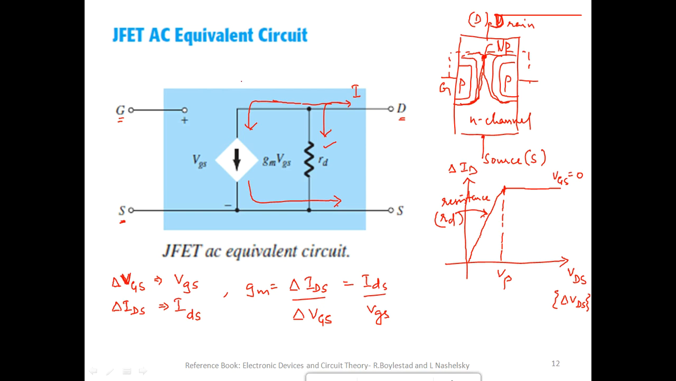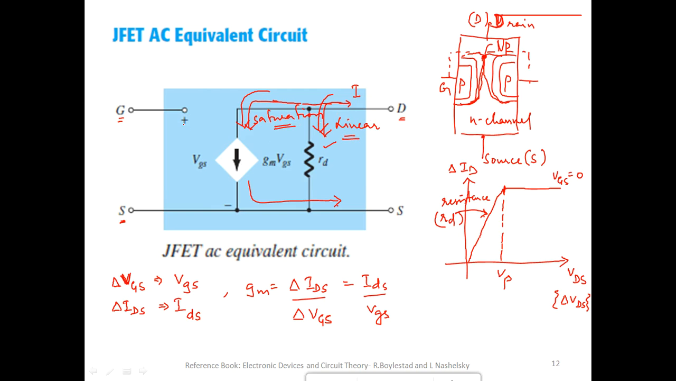Fine. Now the point is, at the output side, either the current flows through this path or through the output impedance path. So this will be in the linear portion and this will be in the saturation portion.